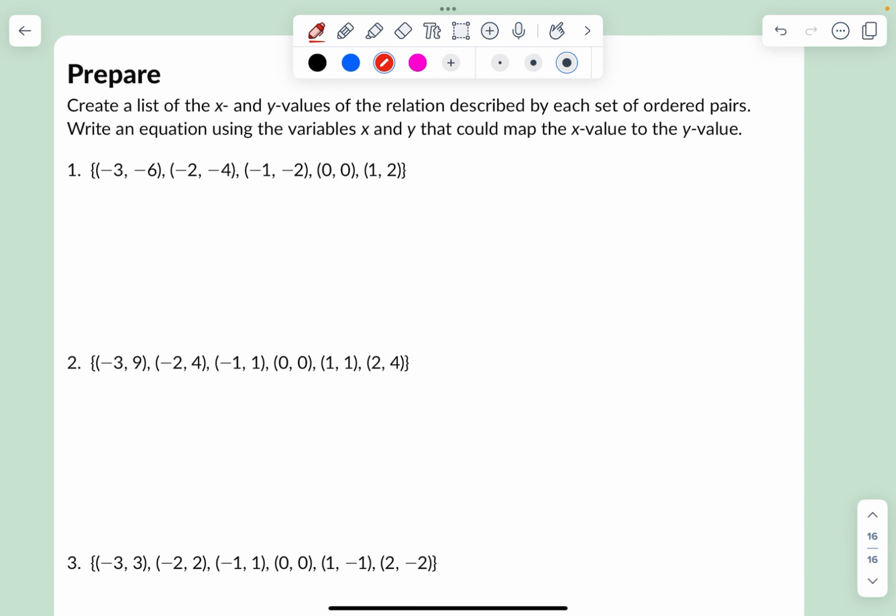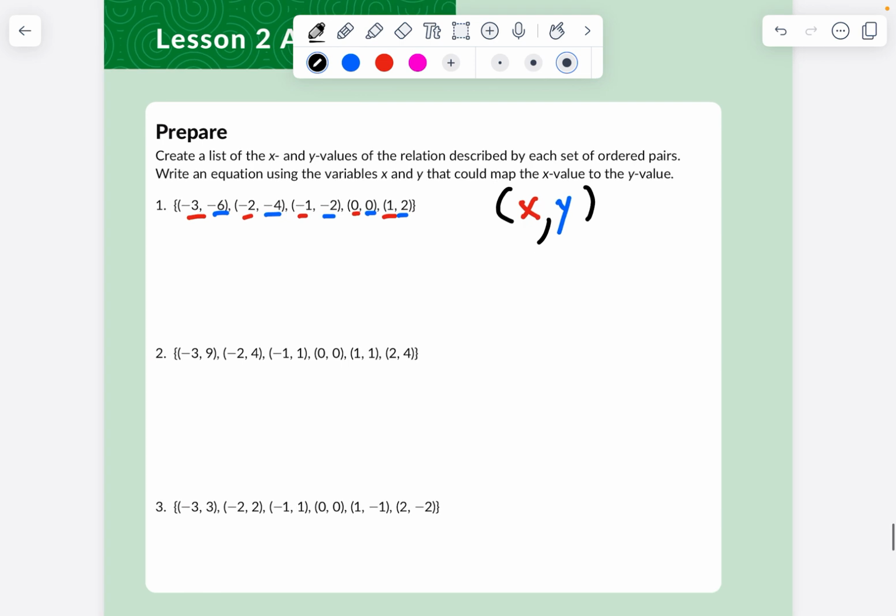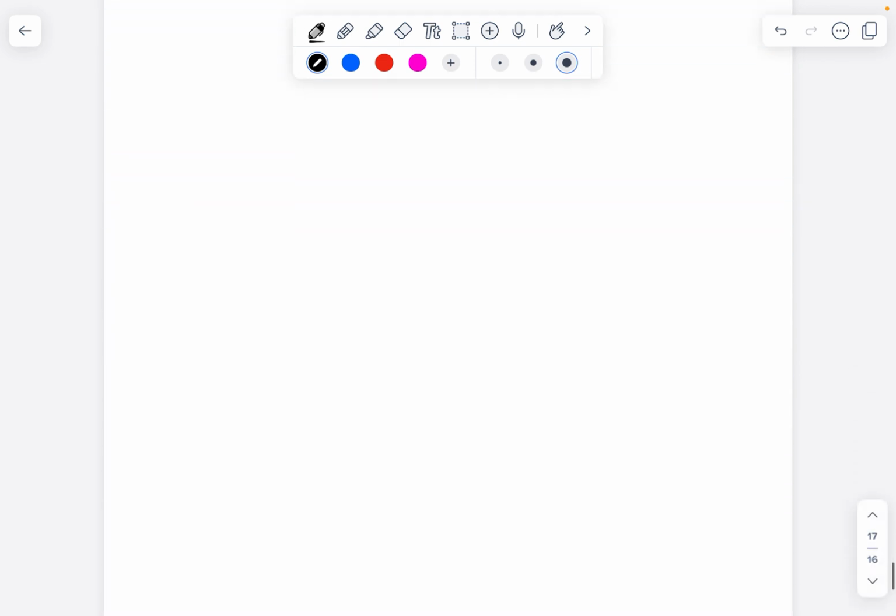All right. Create a list of X values and Y values in the relation, and write an equation using variables that could map. We're not going to write equations. X values, X, X, X, X, X. Okay, Y values are going to be the second number. Remember, when you're doing X's and Y's, X is always on the left, Y is always on the right in an ordered pair. They're in alphabetical order. So that's all I'm going to touch on there. Okay, that's it for lesson 2.